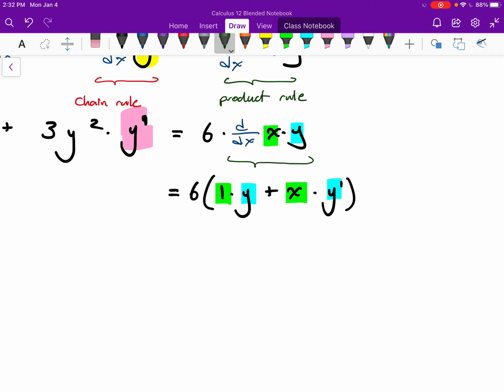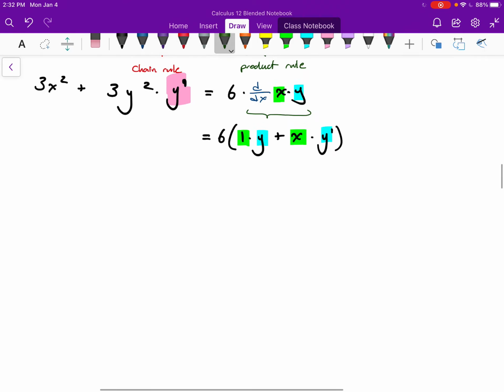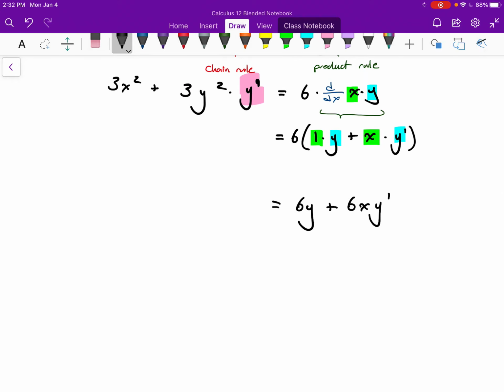But keep in mind, those brackets with the 6 are key, because all of that is being multiplied by 6. So really what I have on the left-hand side is 6y plus 6xy prime. That was on the right-hand side. On the left-hand side, I have 3x squared plus 3y squared y prime. All right.